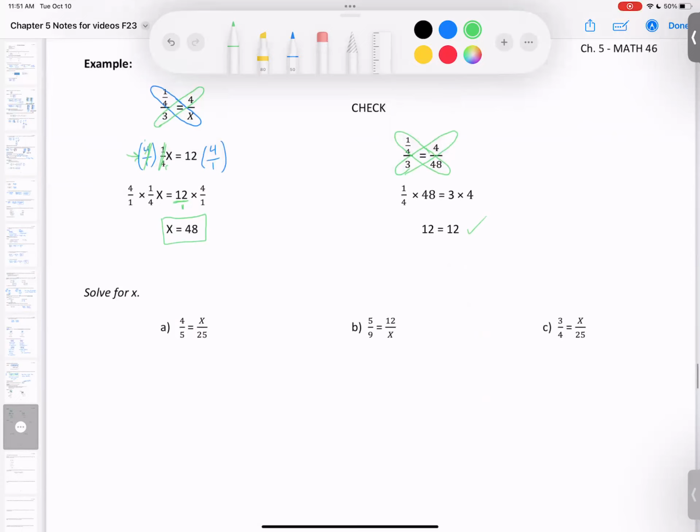So let's do one of these together, and then I'll break for you to do some on your own. First thing we're going to do here: we have 4/5 equals something over 25. So I'm going to do the cross product.